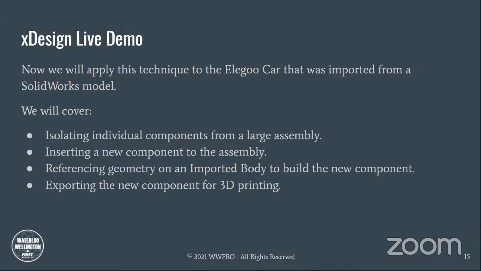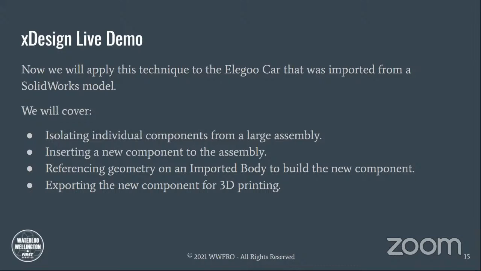While we're in there, we'll look at isolating a component, because a large assembly can get pretty complex, pretty messy. There's a whole lot of parts in there. Sometimes you want to just work on one part. Often if you're working on a mounting plate or something like that, you want to just see that mounting plate. We'll insert a new component in that assembly. We'll reference geometry from that original imported body to build a new component. And I'm also looking at how to export it for 3D printing.